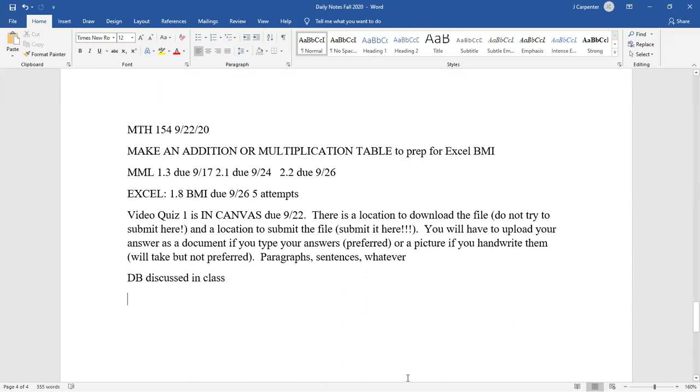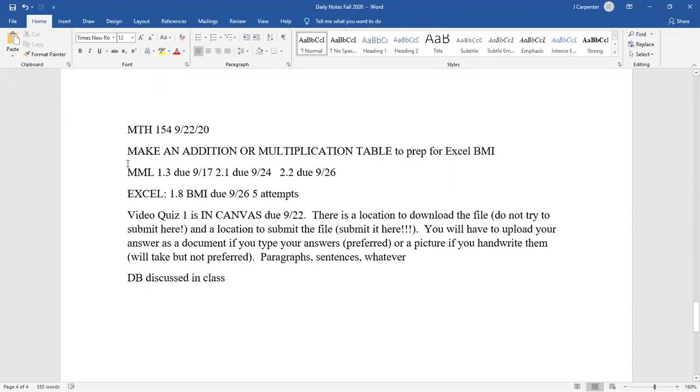Due dates and such, per usual, are on the quote board you see. Remember that your next Excel file, and I know I'm jumping around a bit because of the top note, is going to be 1.8 BMI. It is due on the 26th. Per usual, you'll get 5 attempts on that. Best attempt is your grade.